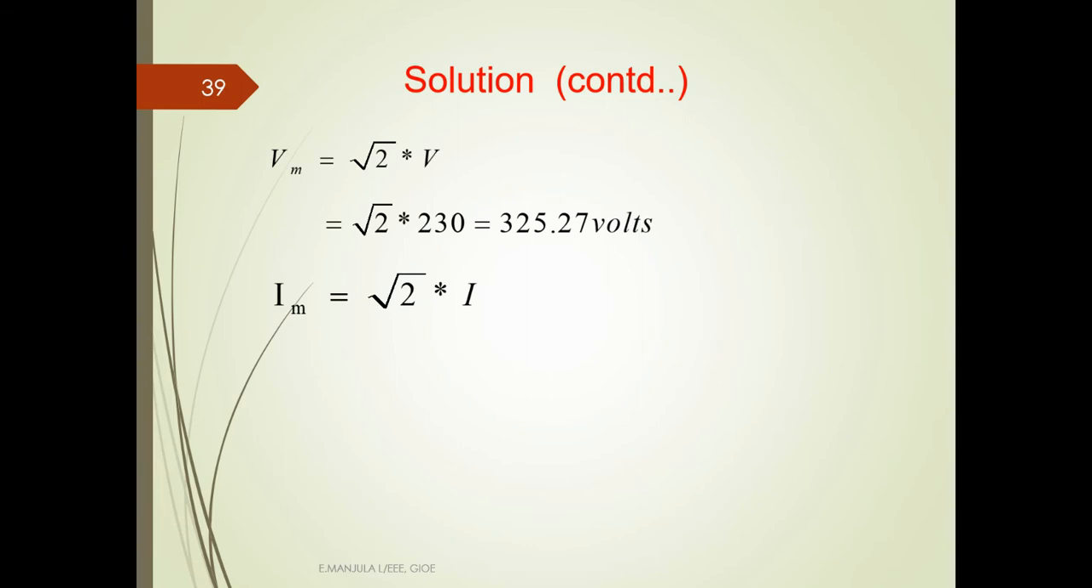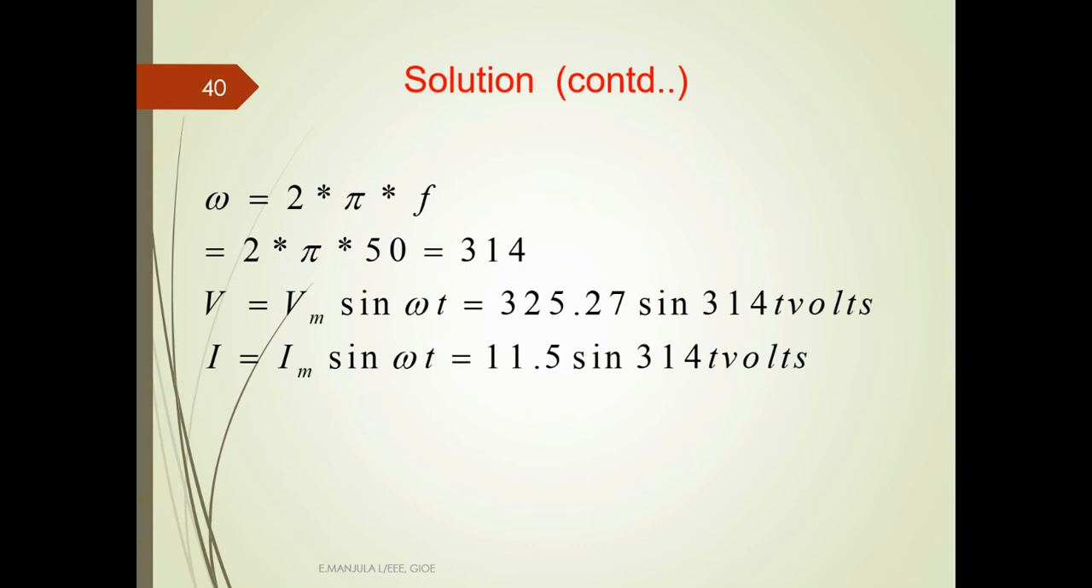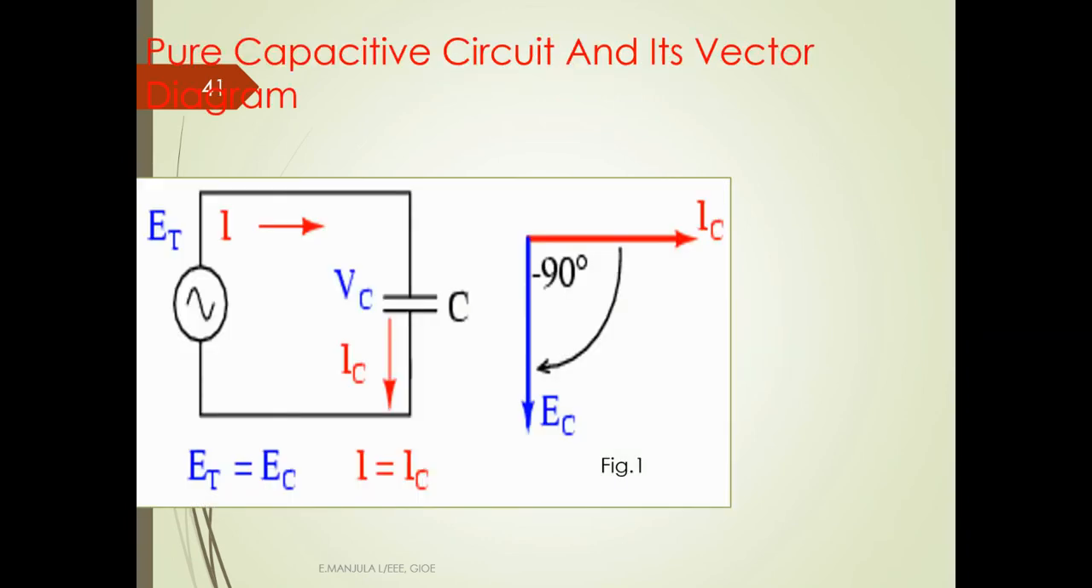So V maximum is equal to root 2 into V, I maximum is equal to root 2 into I. So root 2 into 230 is equal to 325.27 volts, and the current is root 2 into 11.5, that is equal to 16.26 amps. So omega is equal to 2 into pi into f, that is 2 into pi into 50, which is equal to 314. And v is equal to V maximum sin omega t, which is equal to 325.27 sin 314t volts, and i is equal to I maximum sin omega t.